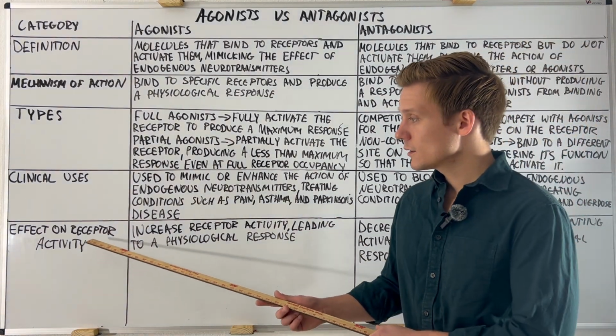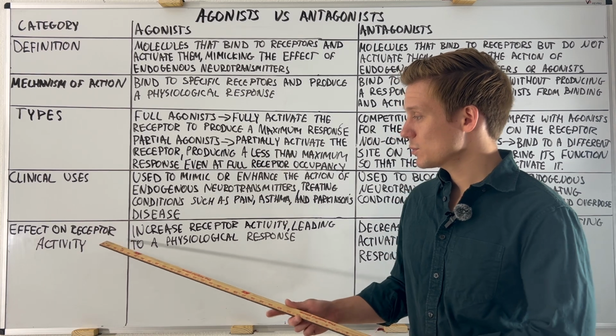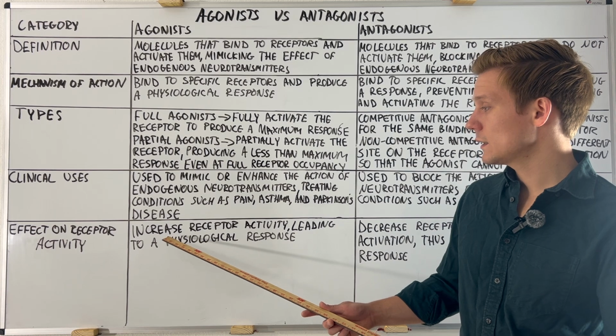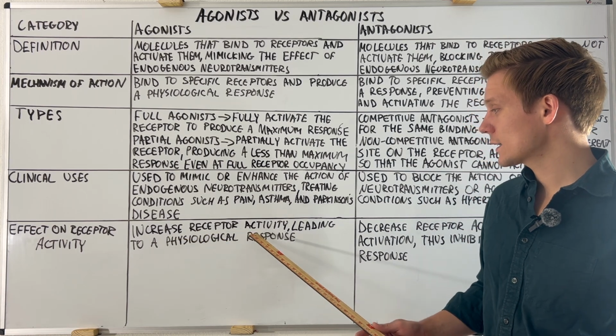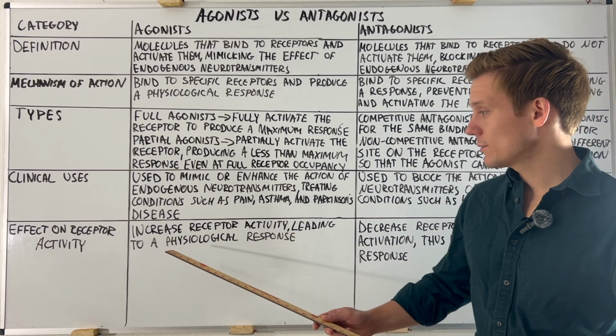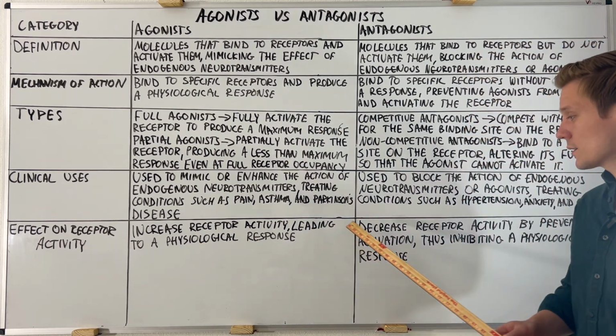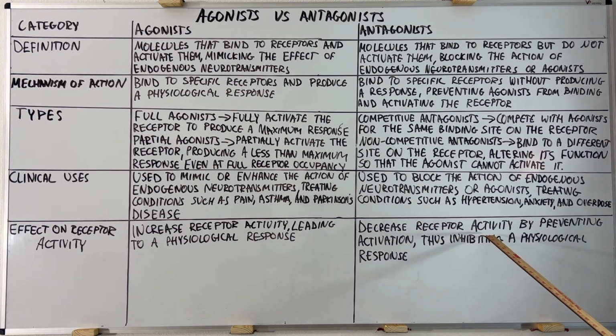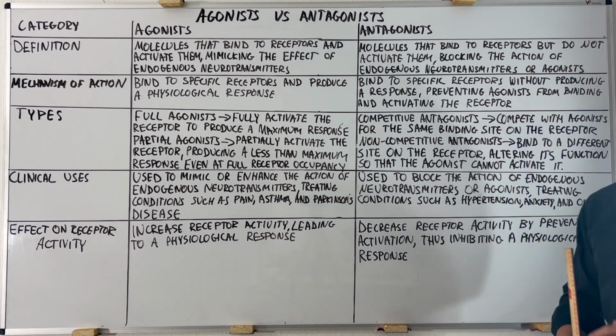And lastly, the effect on receptor activity for agonists will cause an increase in receptor activity, leading to a physiological response. Antagonists, on the other hand, decrease receptor activity by preventing activation, thus inhibiting a physiological response.